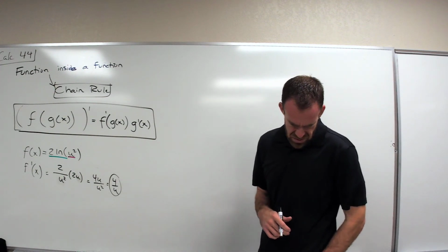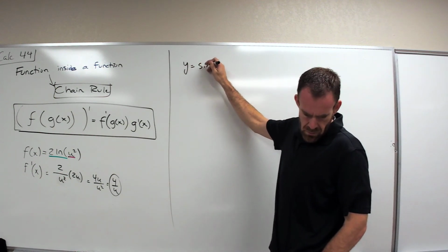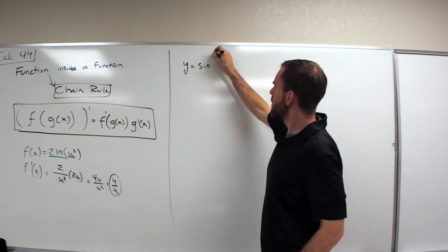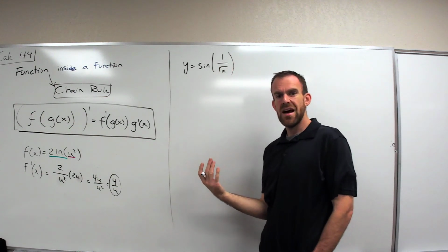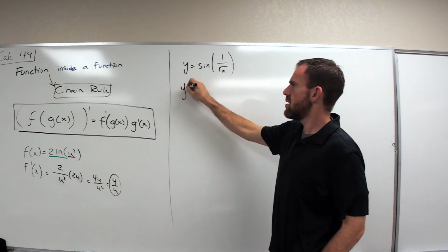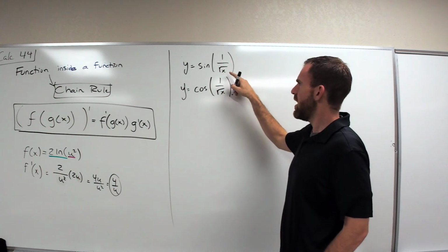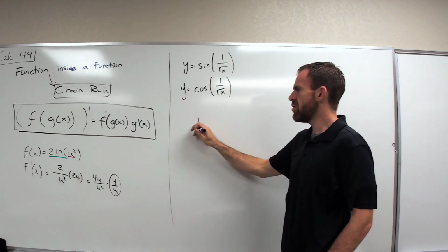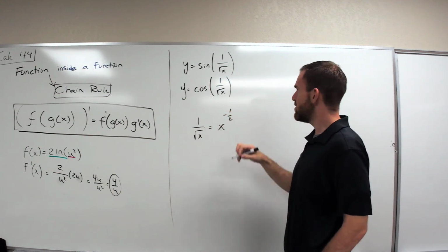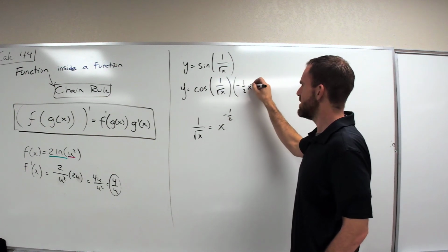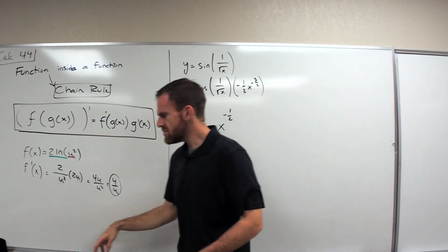Let's do another one. So we have sine of 1 over root x. Okay? Derivative of the outside is derivative of sine, which is cosine. I leave the inside unchanged. Then I multiply by the derivative of the inside. Remember 1 over root x is the same as x to the negative 1/2. So when I take the derivative of that, I'm going to get negative 1/2 x to the negative 3/2. And that's your derivative.